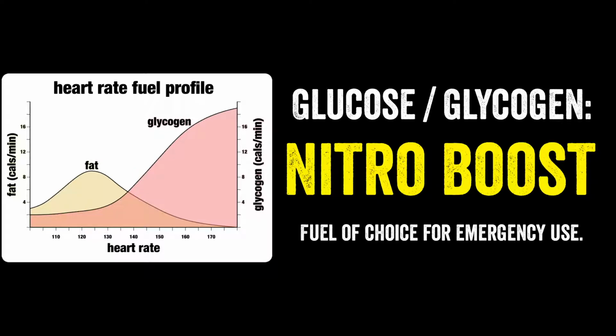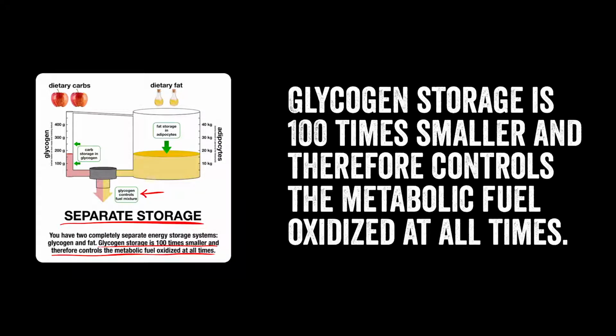If you're just sedentary or walking around, you're mostly burning fat. But at higher intensities of exercise, carbohydrate usage goes up higher and higher. And if you're sprinting for your life, you are always using 100% pure glucose from glycogen. This is why you always have to have some glucose around. But because it's so heavy and hard to carry, glycogen storage is 100 times smaller than fat storage inside your body. And because it's so much smaller, glycogen exerts a leverage over fat, and it completely controls which fuel is being oxidized in your body at all times.